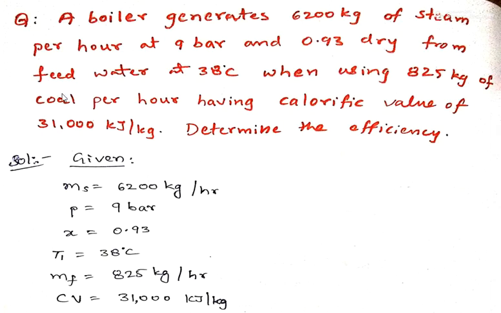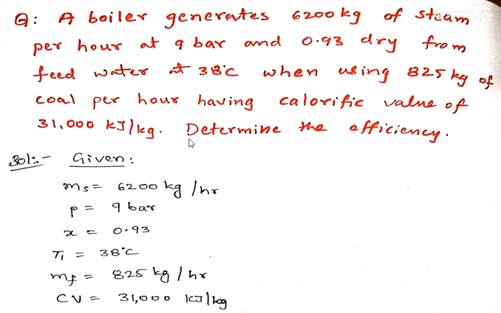Now we are going to see a problem on boiler efficiency. Let us see the problem. A boiler generates 6200 kg of steam per hour at 9 bar and 0.93 dry from feed water at 38 degrees centigrade when using 825 kg of coal per hour having a calorific value of 31,000 kilojoules per kg.